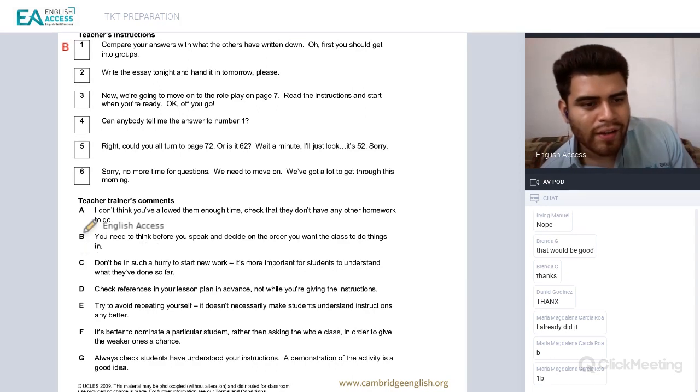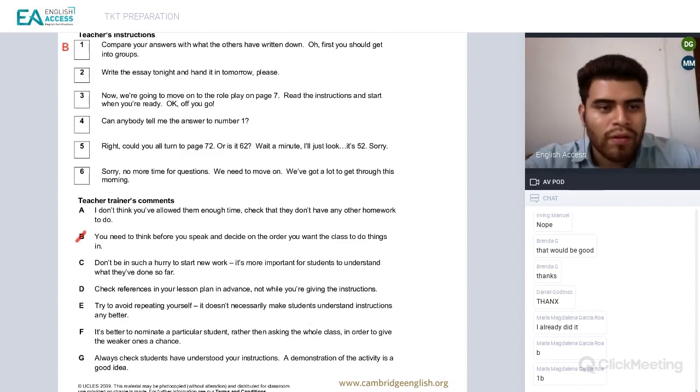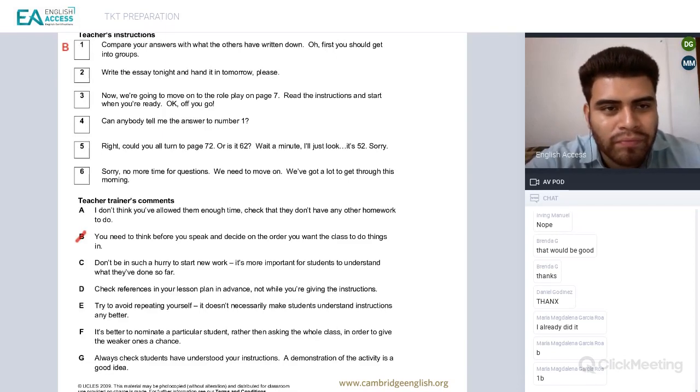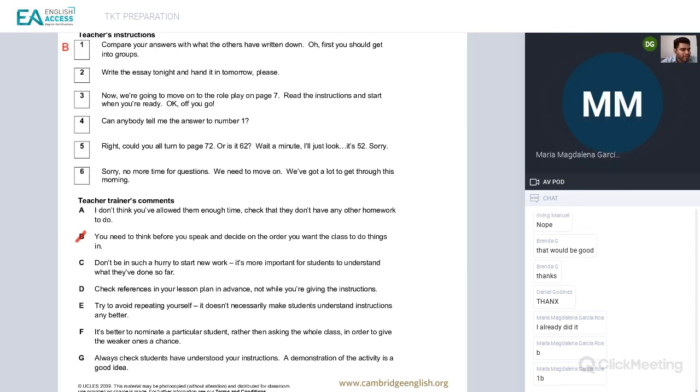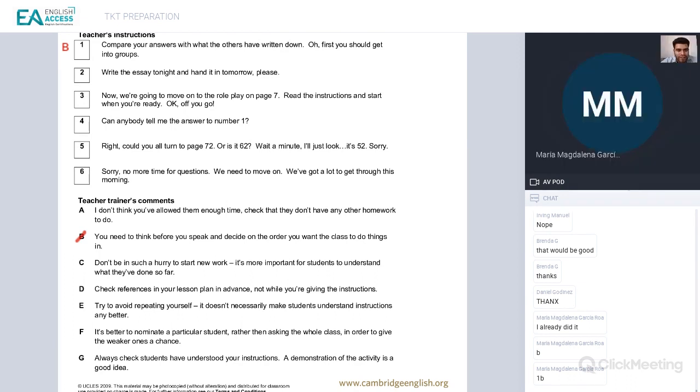Magdalena? Repeat the question. Yes. What should the teacher have said in number one? He first has to say the instruction and then the way that they're going to work. All right, so give me what he should have said. You should get into groups and compare your answers with what the others have written down. Excellent. That's what the teacher should have said.